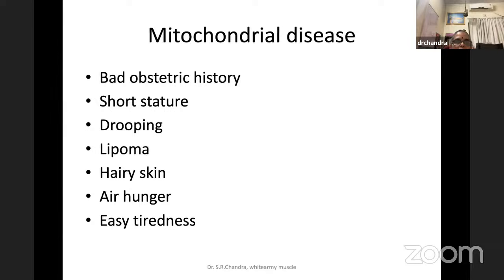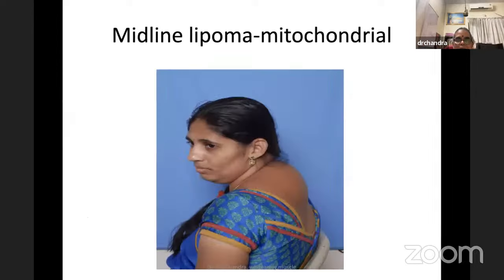So you think of mitochondrial disease. Short stature, drooping of eyelid, lipomas, midline lipomas, very hairy skin, air hunger. You are not able to find any heart disease or any lung disease, but after running or walking for some time, they gasp. That is due to lactic acid accumulation and easy tiredness. So these are pointers: bad obstetric history, short stature, drooping, lipomas, hairy skin, air hunger, and easy tiredness. Then you think whether your patient has got a mitochondrial disease.